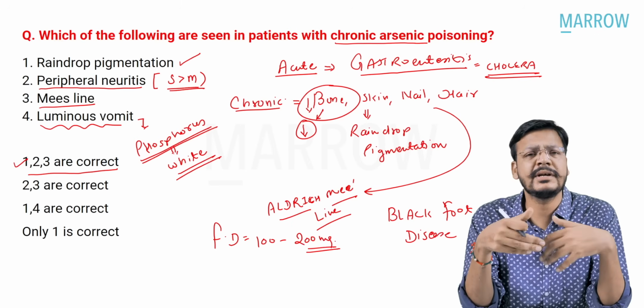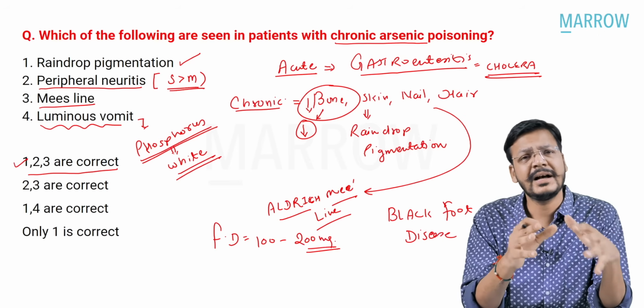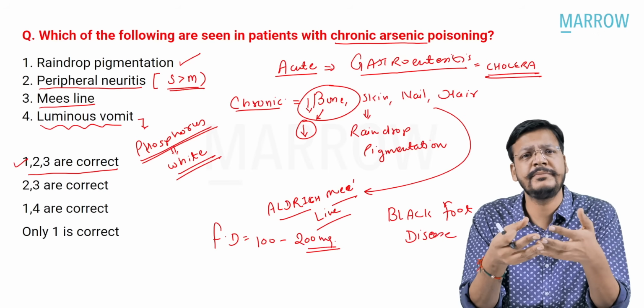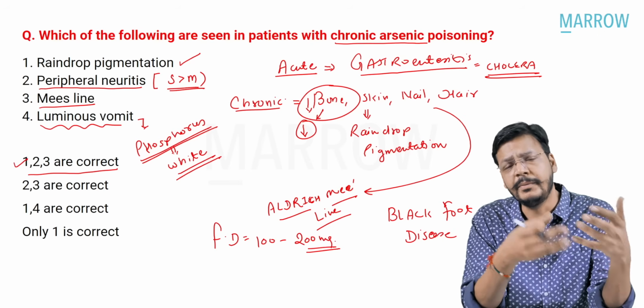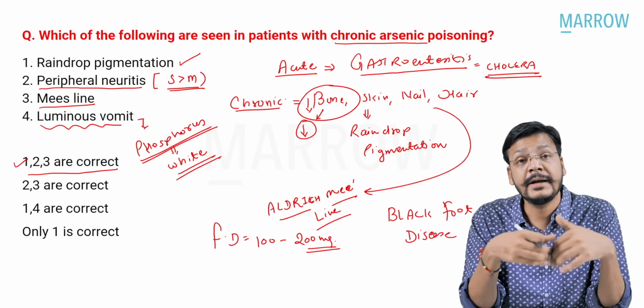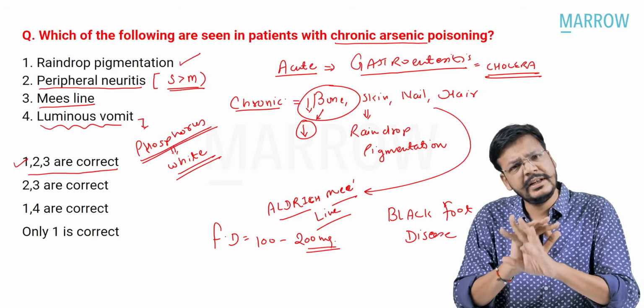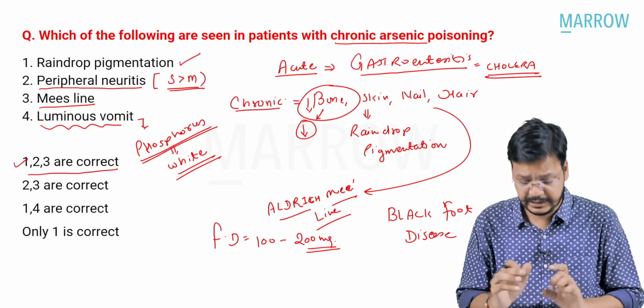Arsenic is a hot topic. Sometimes the sequence of symptoms is asked: throat pain, vomiting, purging. Sometimes how it looks, sometimes the treatment is asked, sometimes the chronic arsenic poisoning symptoms are asked. I have seen in every exam you get one question from arsenic. So here the answer is 1, 2, 3.